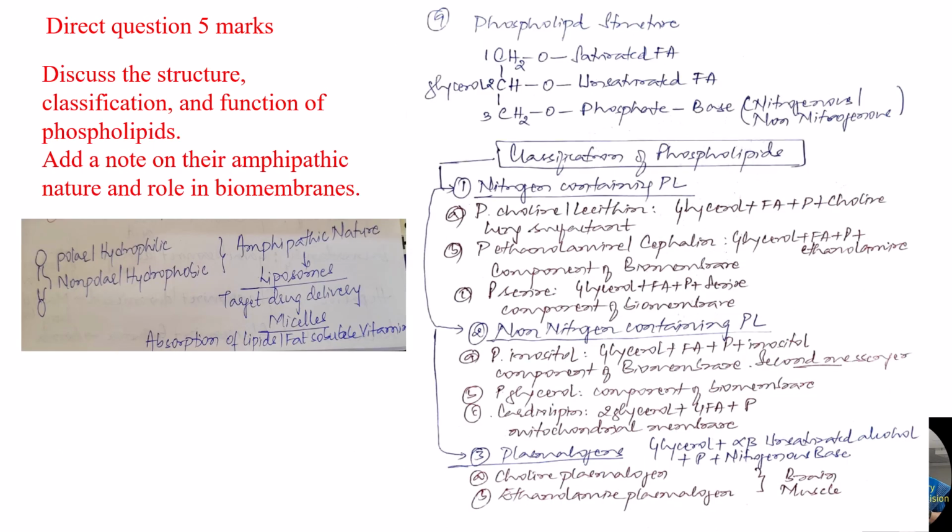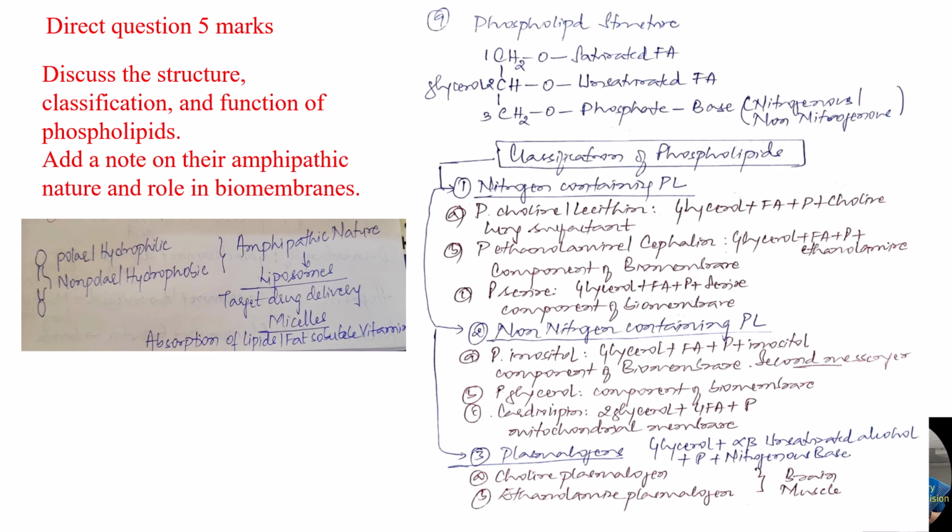Next question, direct question. Discuss the structure, classification and function of phospholipids. Now this is the structure of the phospholipids. You can represent the glycerol, 3 carbon atoms. The first carbon atom, saturated fatty acid is attached, second carbon atom, unsaturated fatty acid is attached, and to the third carbon atom, phosphate and the nitrogenous or the non-nitrogenous base is attached, depending upon the classification part.